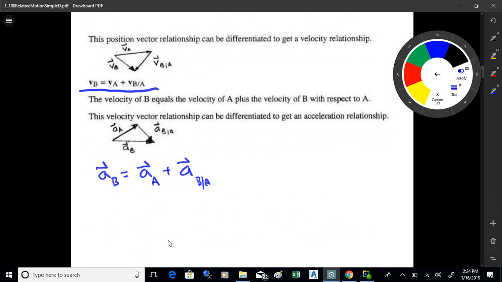Now, I started with position relationships. I can take a time derivative and from there get to velocity relationships. So I can say the velocity of B is the velocity of A plus the velocity of B with respect to A. And I can take a second time derivative, and I can get the acceleration of B is the acceleration of A plus the acceleration of B with respect to A. Okay. So these relationships hold for position, velocity, and acceleration.